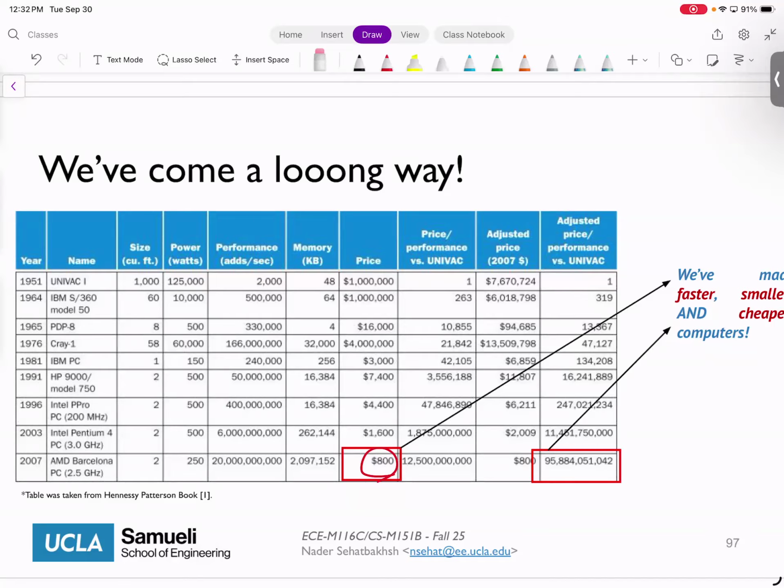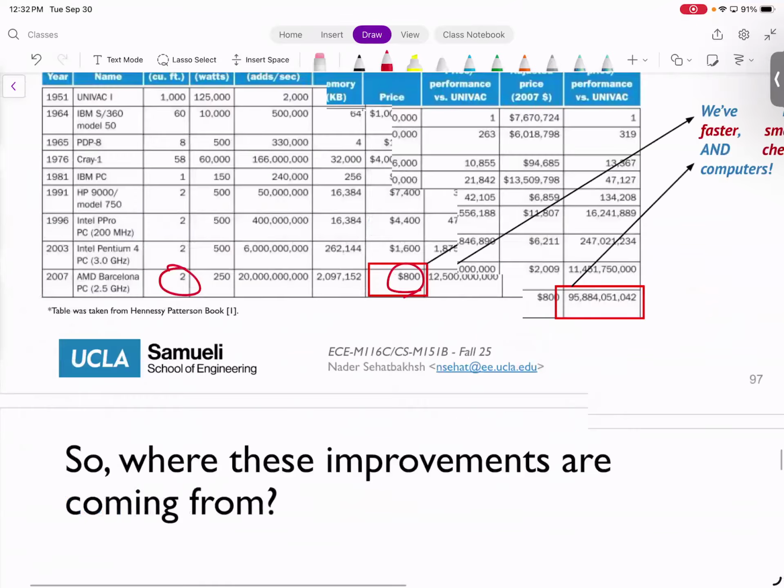And lastly, the size of the system is also shrinking. So again, not only did we manage to make things more power efficient, more cost efficient, more performance efficient, but we make them smaller and smaller. And that's also another very, very important aspect of the system.